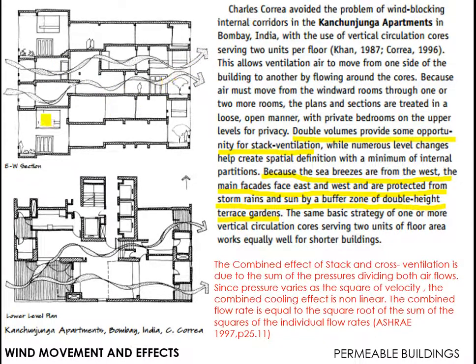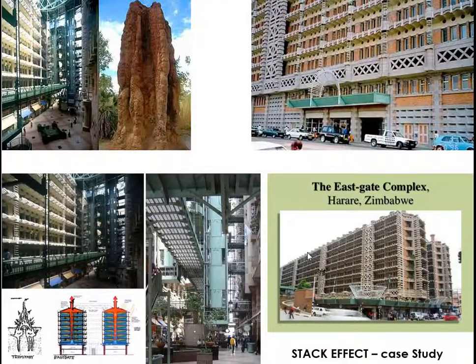The warm air goes up and the cool air descends. The combined effect of stack and cross ventilation is due to the sum of pressures driving both air flows. Since pressure varies as the square of velocity, the combined cooling effect is non-linear. The combined flow rate is equal to the square root of the sum of the squares of the individual flow rates. So there is a lot of combined velocity because of the cross ventilation and the stack ventilation, which is called the permeable building.